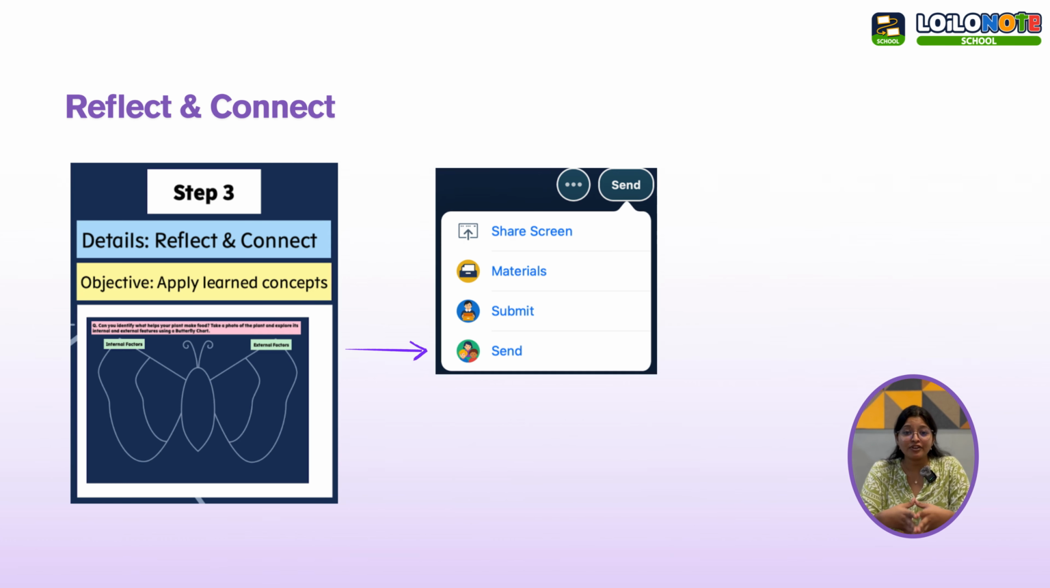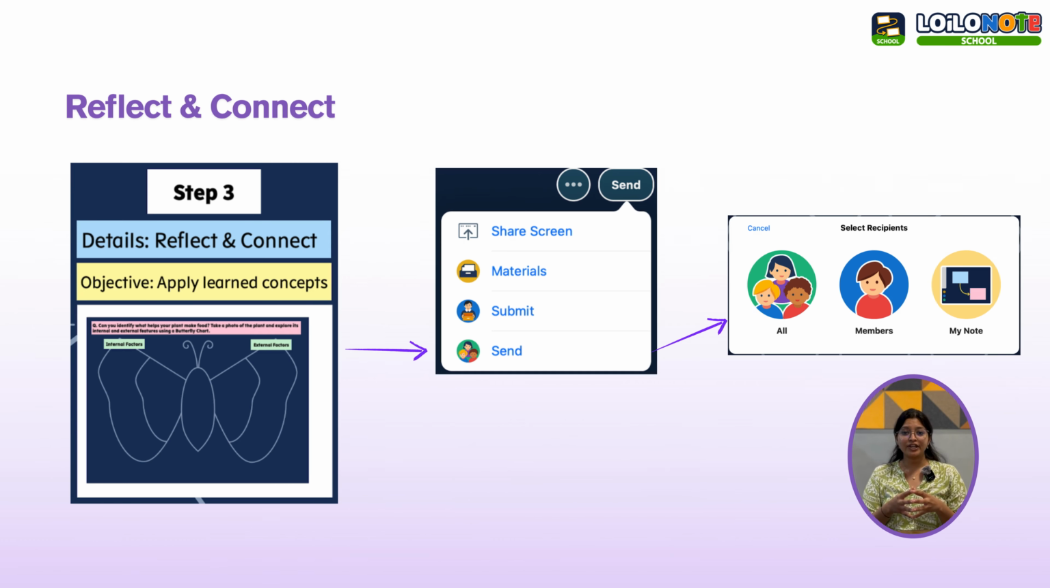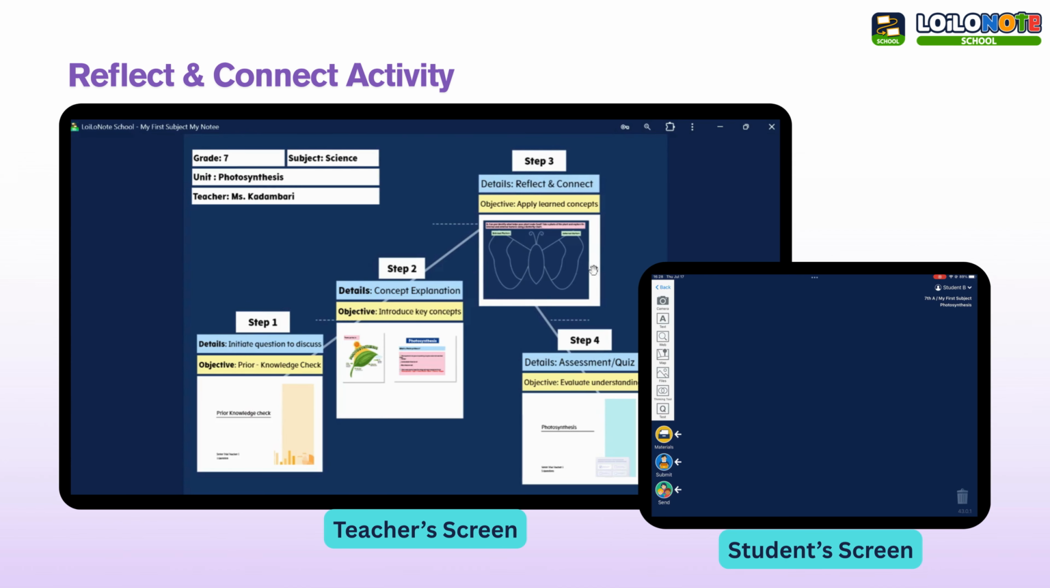In the planning process, we have created a reflective activity to connect with the topic we have learned. I'll send them the following activity. I'll just go to the reflect and connect section and click on the activity we have created earlier.